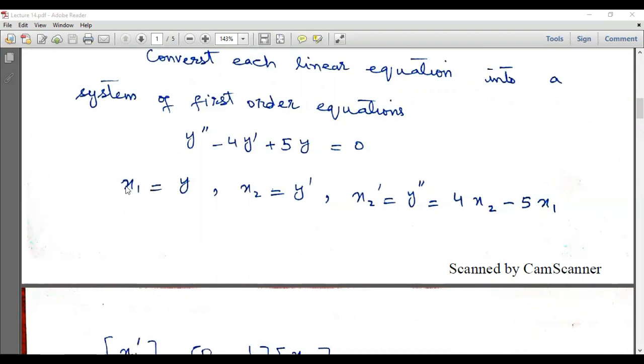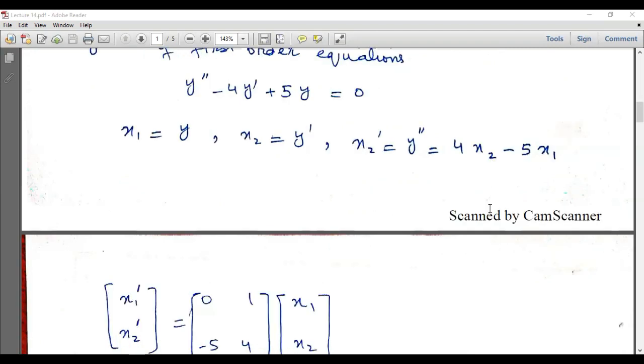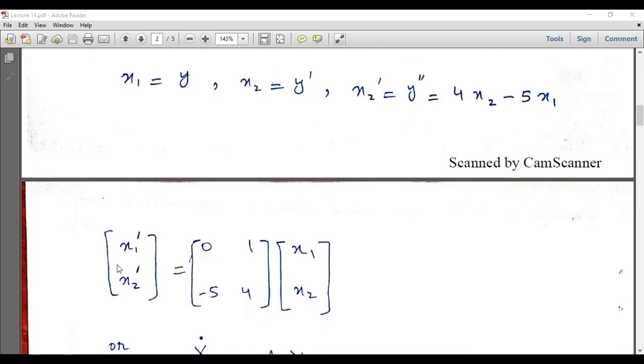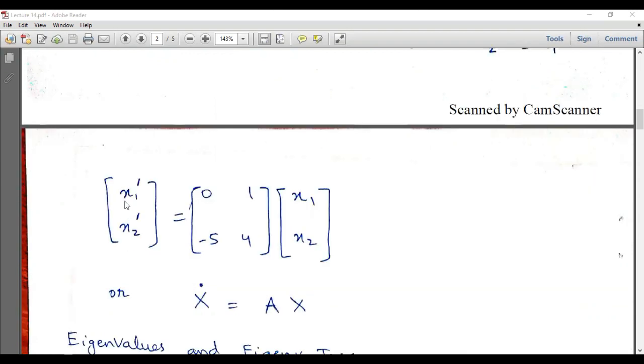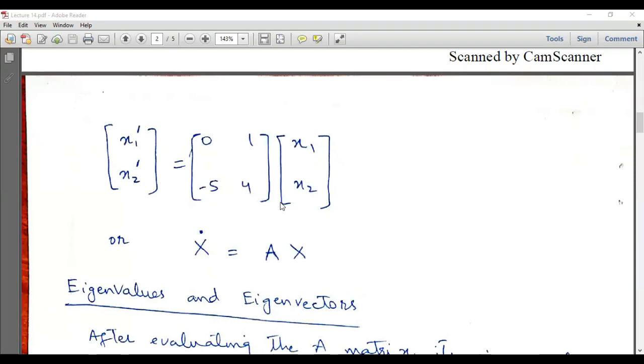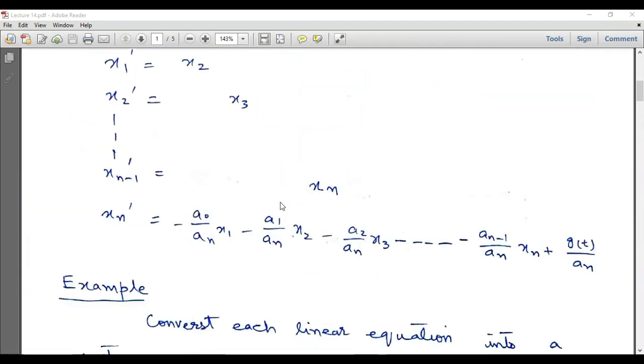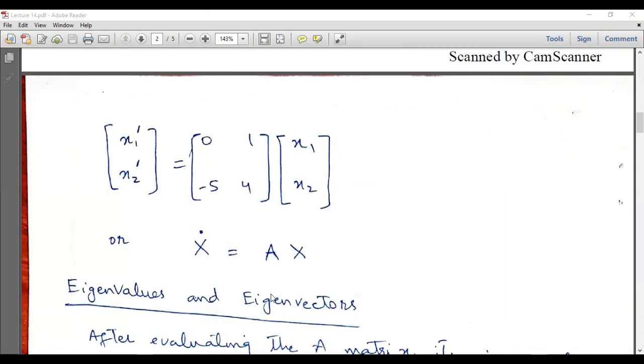x1 derivative is equal to x2, right? x1 derivative is equal to y derivative, and y derivative is equal to x2. So the first equation is x1 derivative equal to x2, and the second equation is x2 derivative equal to minus 5x1 plus 4x2. In matrix form, it will be written as follows: x1 derivative equal to x2, and x2 derivative equal to minus 5x1 plus 4x2. So this is x derivative equal to Ax. This is our A matrix. This is how we can transform an nth order differential equation into n first order differential equations.